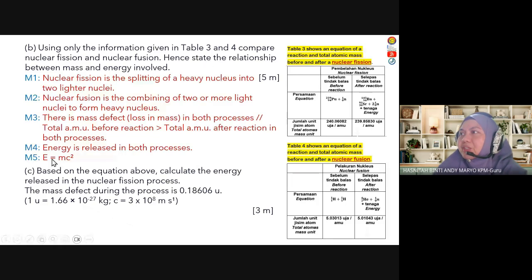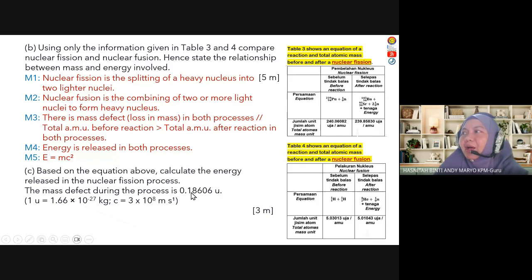The relationship is in the form of a formula. The energy generated is equal to the mass defect multiplied by the speed of light squared. Then they ask you to calculate the energy release in nuclear fission, student. Find the energy release in nuclear fission. For this question, the mass defect is readily given.